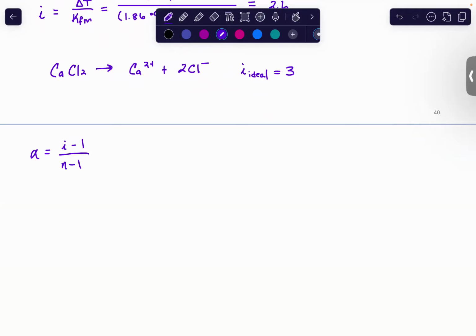Okay, so your I is your observed Van Hoff factor. Your N is your ideal number. So 2.6 minus 1 over 3.0 minus 1. We get about 80% ionization from the calcium chloride.